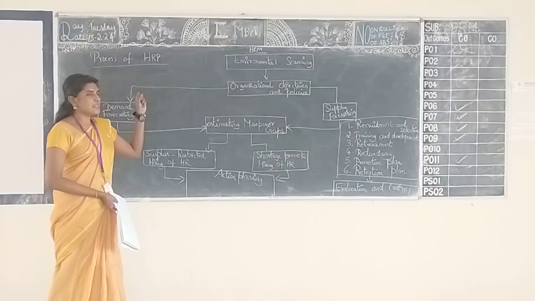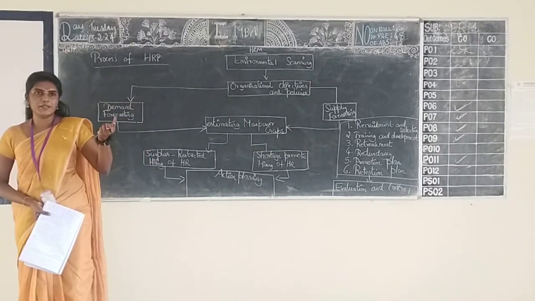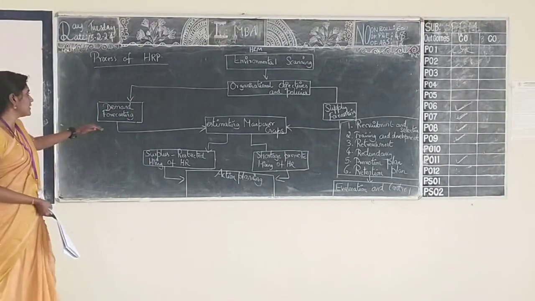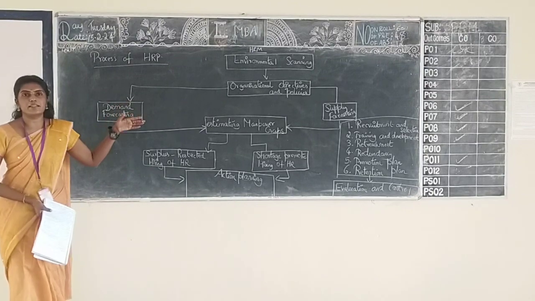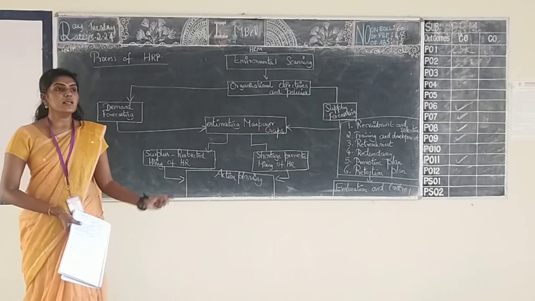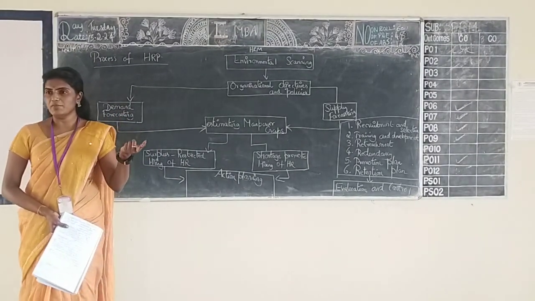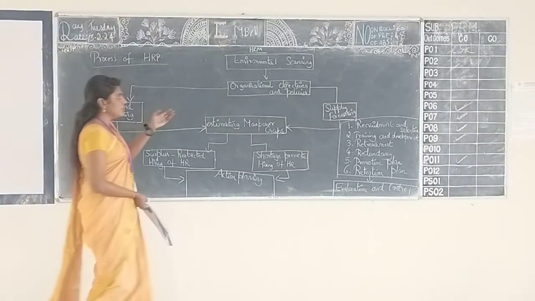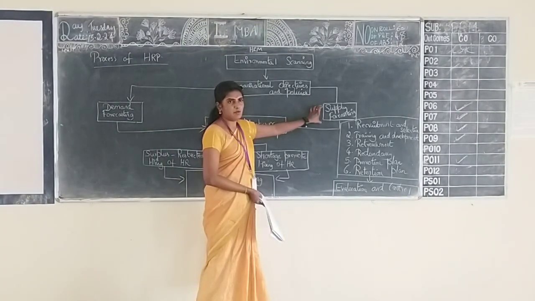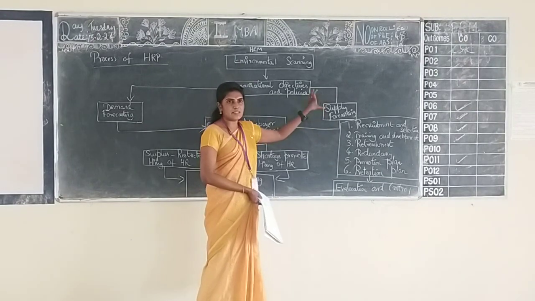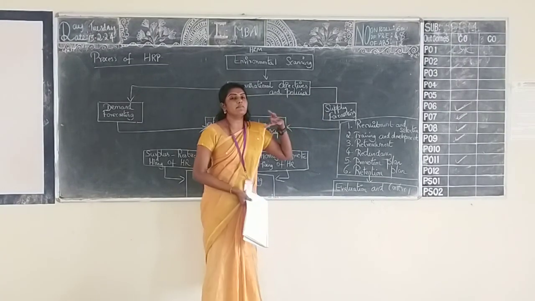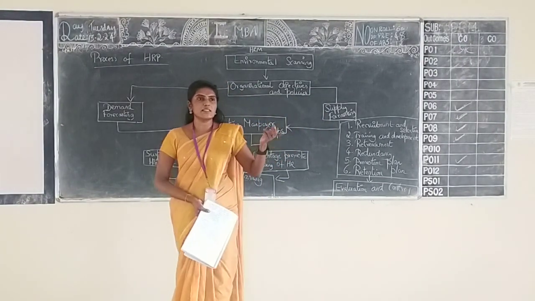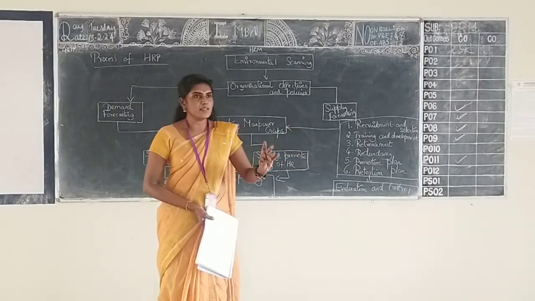The organizational objectives and policies are divided into two categories: one is demand forecasting and the other is supply forecasting. We already saw demand forecasting. Today we are going to see supply forecasting. There are two types of supply forecasting, the internal and the external supply.